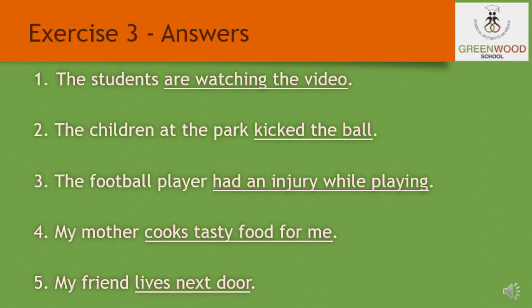Now let's check the answers. First one, the students dash. The students are watching the video. Second one, the children at the park kicked the ball. Third, the football player had an injury while playing. Fourth, my mother cooks tasty food for me. Fifth, my friend lives next door. If you have got all the answers right, you can give a clap to yourself.